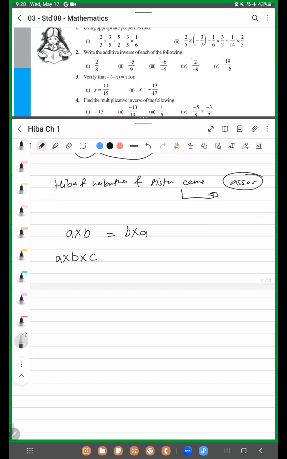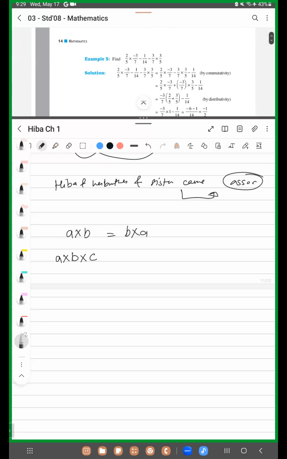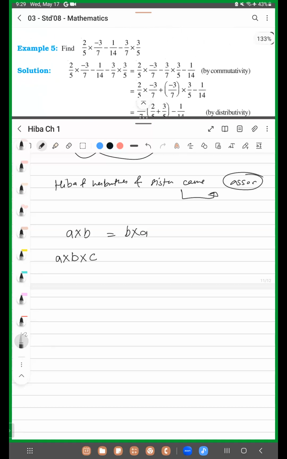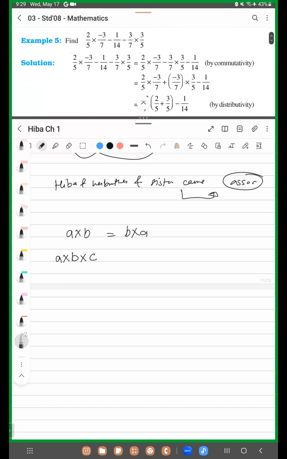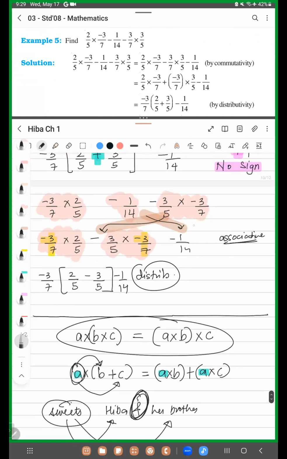But if we say, हाँ, in our textbook, there are three numbers and more, and it is commutative. कहाँ पे बच्चा मुझे बताइए? In page number 14, example 5. Page number 14, example 5. अच्छा, this one. Okay.